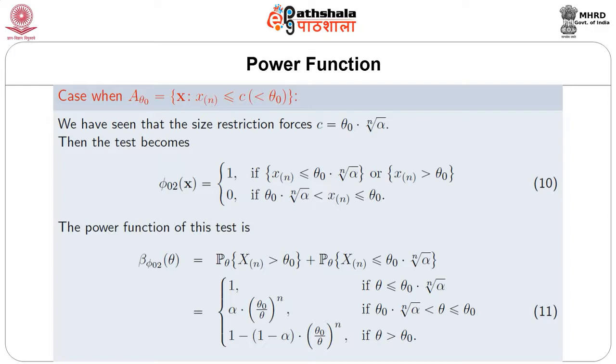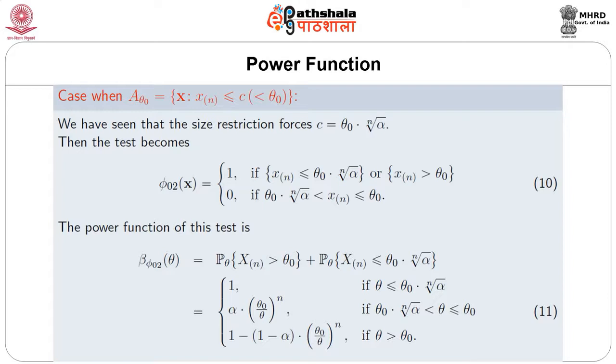And we can calculate immediately the power function of the test as the probability x order n greater than theta naught plus the probability x order n is less than or equal to theta naught alpha to the power 1 by n. It is alpha theta naught by theta to the power n if theta lies between theta naught alpha to the power 1 by n and theta naught, and if theta is greater than theta naught, it is 1 minus alpha theta naught by theta to the power n.